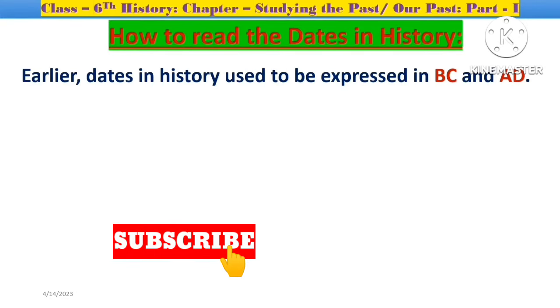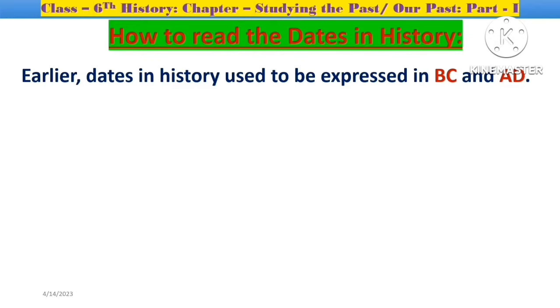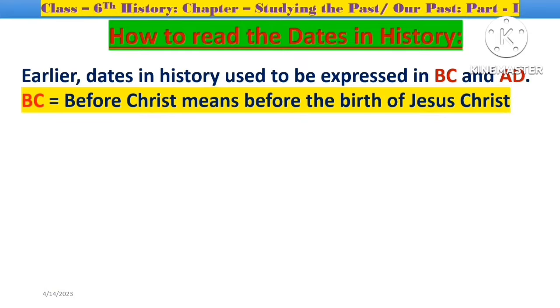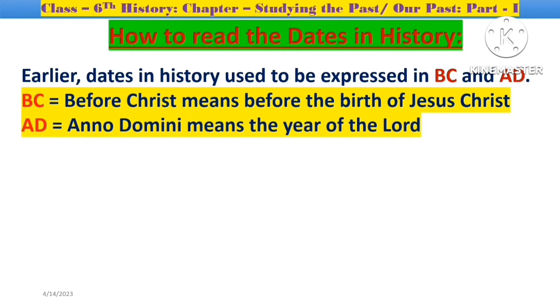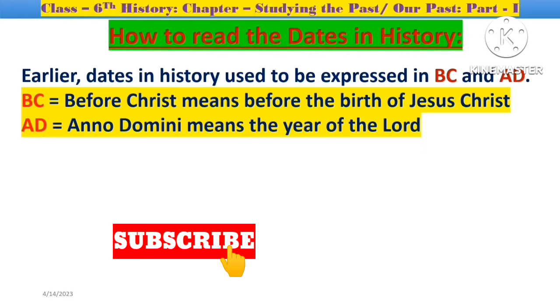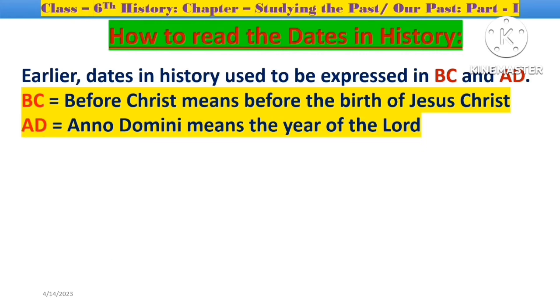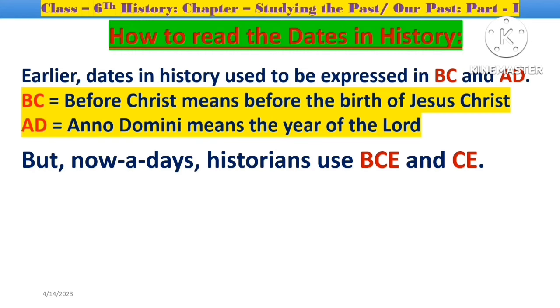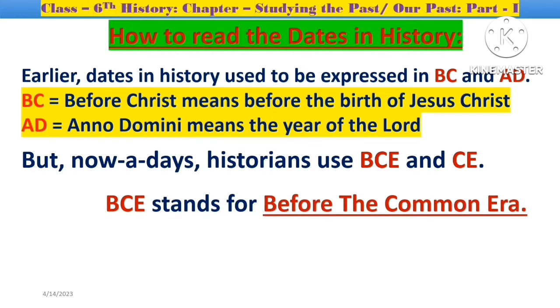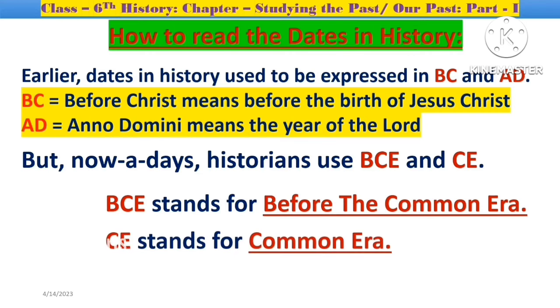Let us now learn about how to read the dates in history. Earlier, dates in history used to be expressed in BC and AD. The BC stands for before Christ, or before the birth of Jesus Christ, whereas AD stands for Anno Domini, which means the year of the Lord. But nowadays, historians use BCE and CE. BCE stands for before the Common Era and CE stands for the Common Era.